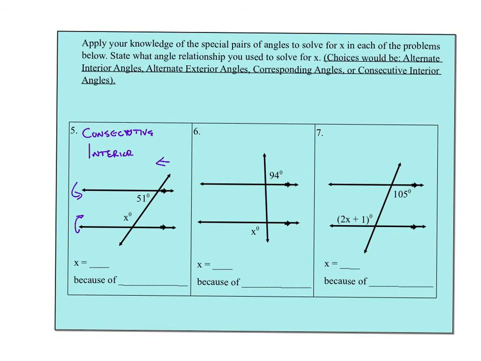Okay, so remember, this is the one where a lot of students would write x equals 51, and that is incorrect. You want to take 180 minus 51, okay, and get 129 degrees because they are consecutive interior.